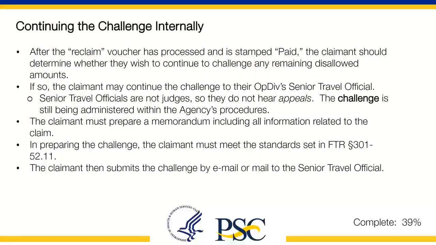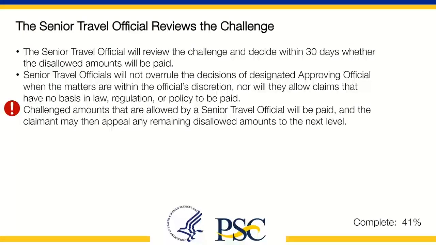The claimant must prepare a memorandum including all information related to the claim. In preparing the challenge, the claimant must meet the standards set in FTR Section 301-52.11. The claimant then submits the challenge by email or mail to the senior travel official. The senior travel official will review the challenge and decide within 30 days whether the disallowed amounts will be paid. Senior travel officials will not overrule the decisions of designated approving officials when the matters are within the official's discretion, nor will they allow claims that have no basis in law, regulation, or policy to be paid.